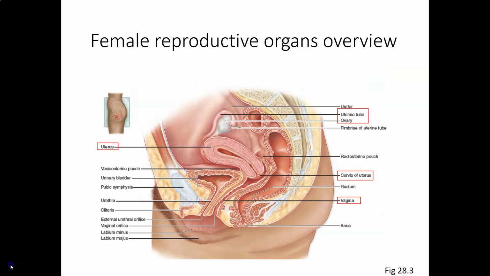So let's move on to look at the female reproductive organs. For the female reproductive organs, the most important one is the gonad, the ovary, but it also has the accessory reproductive system, like the uterus here. This is where the embryo and later the fetus develop. You have a tube that picks up the ovulated egg from right next to the ovary and connects that to the uterus.